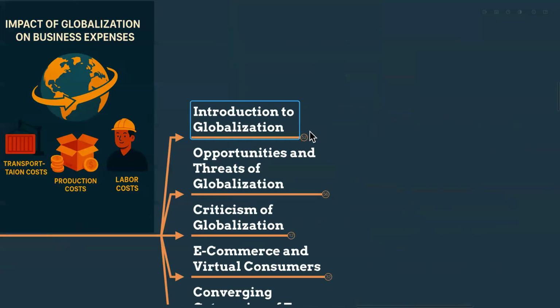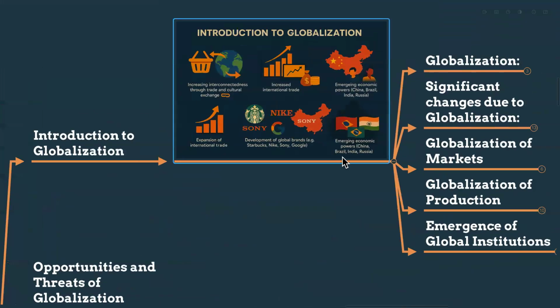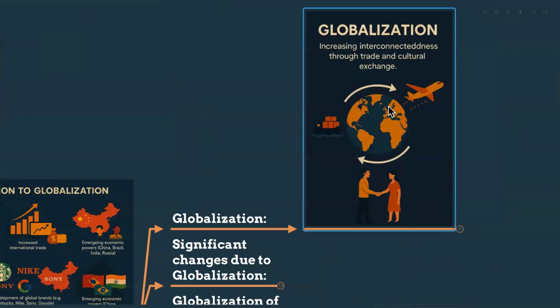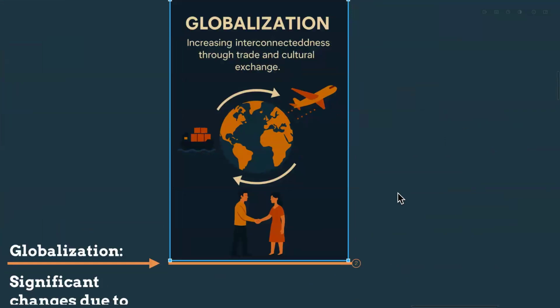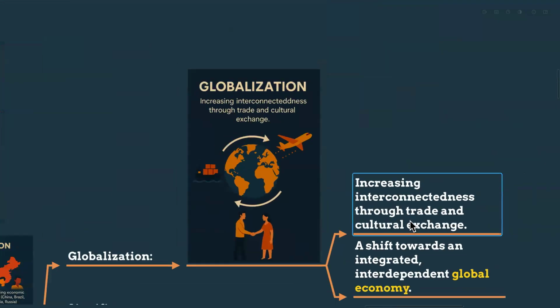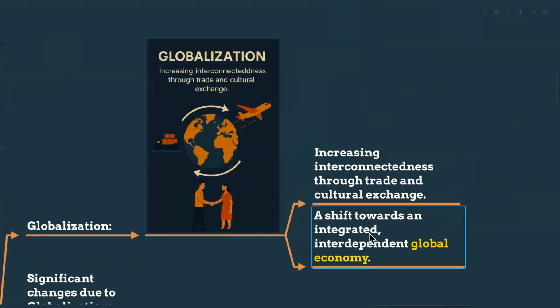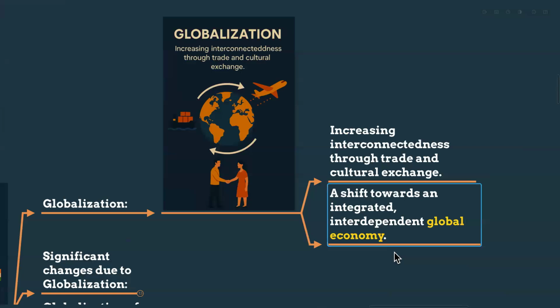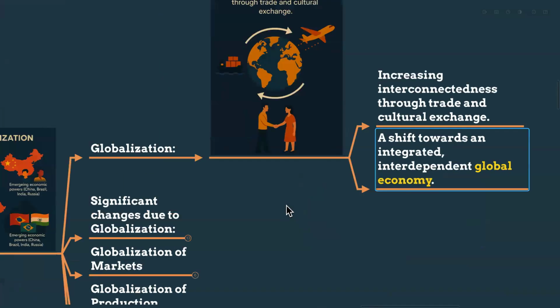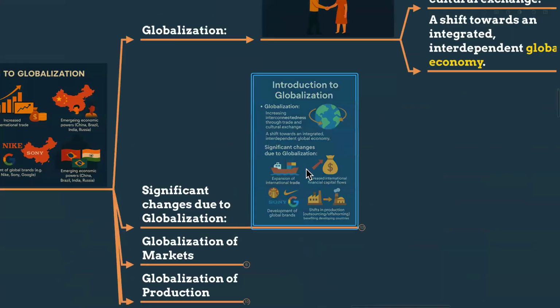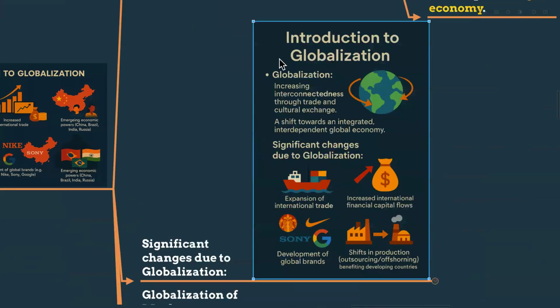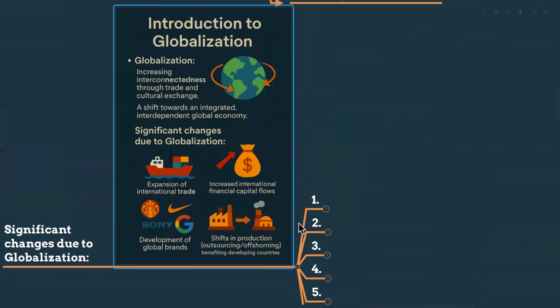Let's talk about that. So, the introduction to globalization. Globalization means increasing interconnectedness through trade and cultural exchange, right? It means we are more connected now. A shift towards an integrated, interdependent global economy. It's like a global village right now, right? And let's talk about the significant changes due to globalization. There are so many changes coming with globalization. Let's talk about them one by one.